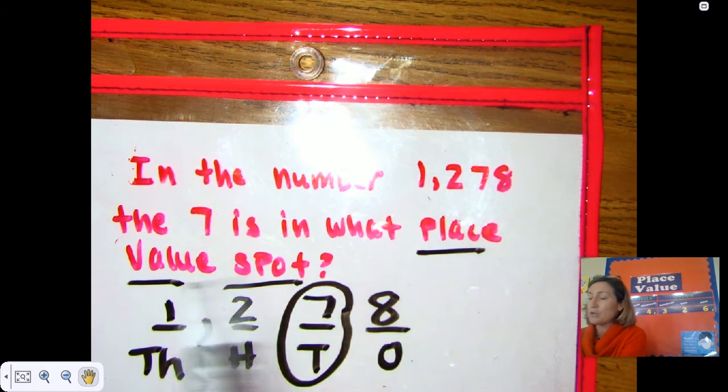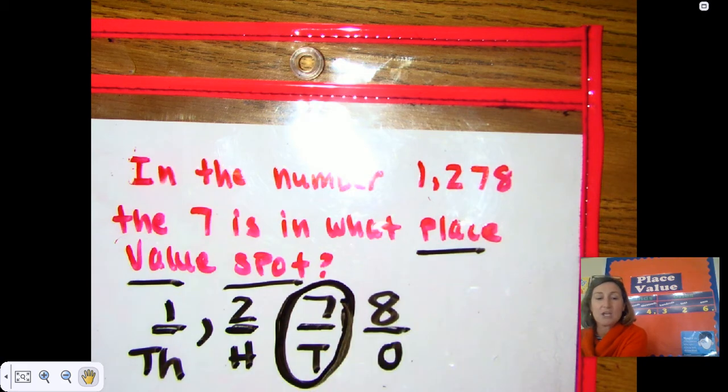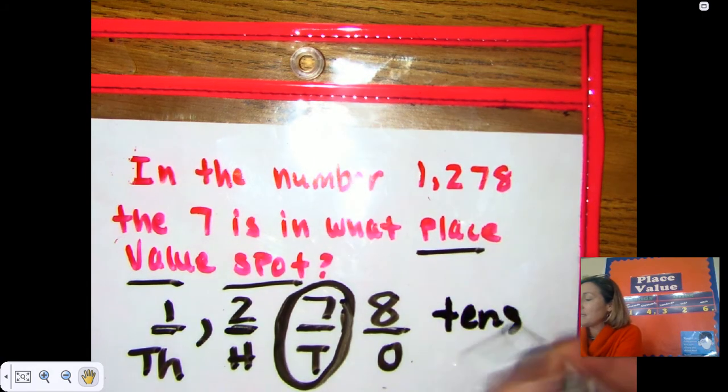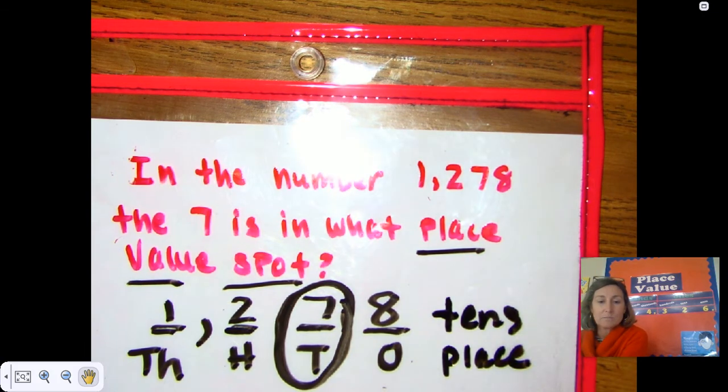On your place value chart, what spot is the 7 in? So if we use your strategy where you write out lines for however many digits you have in your number, ones, tens, hundreds, thousands, and label your place value spots, just circle the number they're asking you about, and there you have your answer. So our answer would be in the tens place. All right, let's try one more.